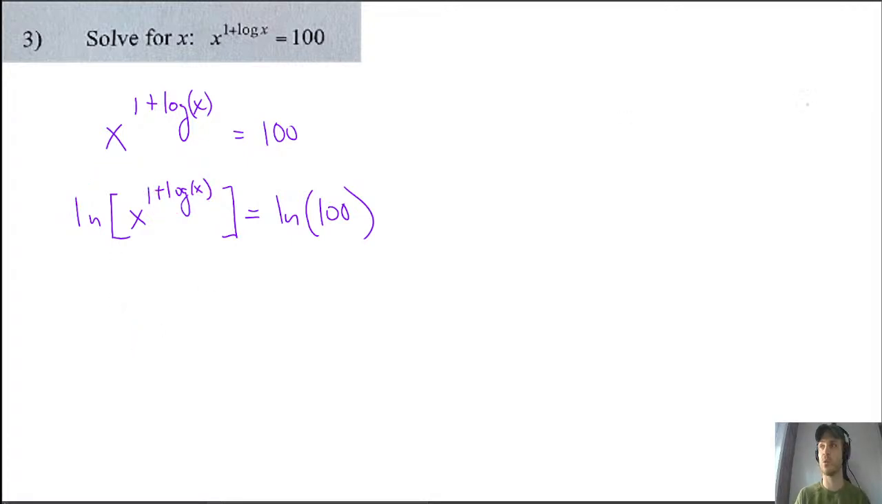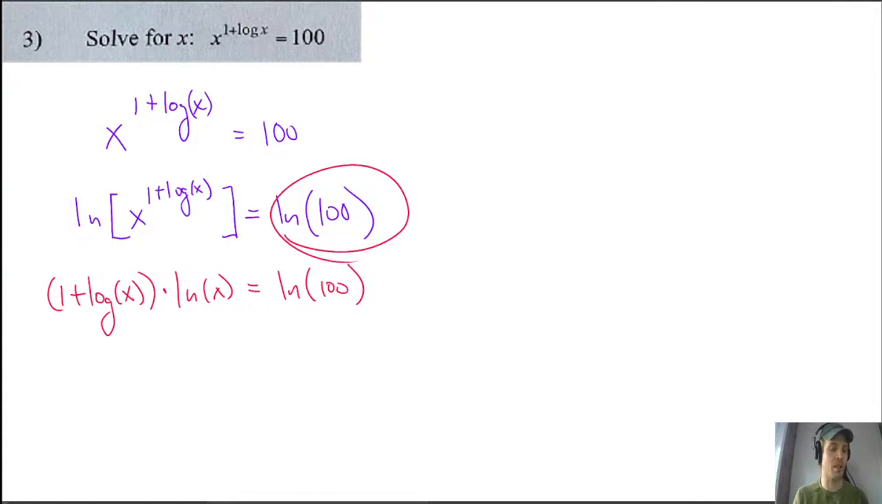When I do that, it's really important that I put that in parentheses. So I want this whole thing. That's what had been in the exponent. Now it's going to be times log of just the base, x. And this is equal to log of 100. This is still a constant number. It's just log of 100, whatever that is.